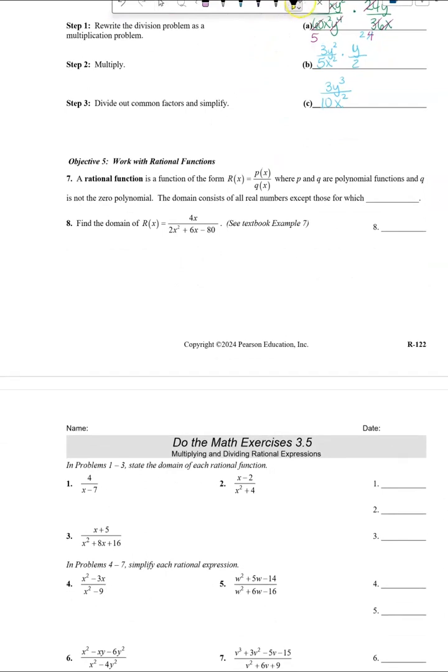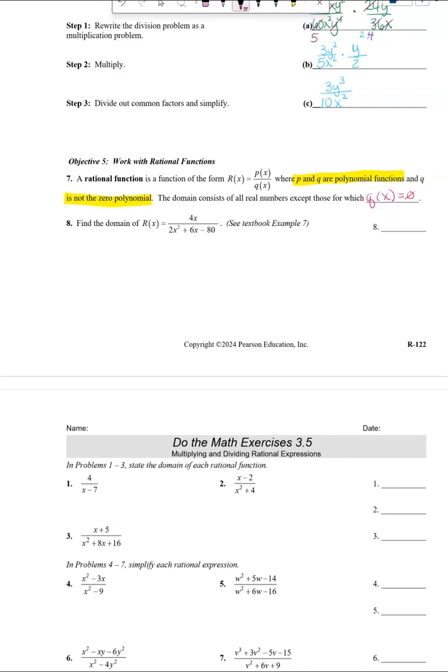Let's look at this. A rational function is a function of the form r of x equals p of x over q of x, where p and q are polynomial functions and q cannot be 0. The domain consists of all real numbers except for those for which q of x equals 0. We can't have 0 in the denominator. Find the domain for r of x equals 4x divided by 2x squared minus 6x minus 80. So we have to find where the denominator equals 0.